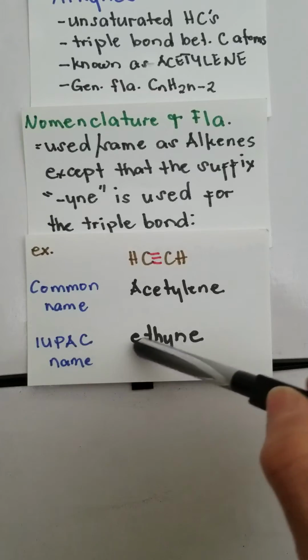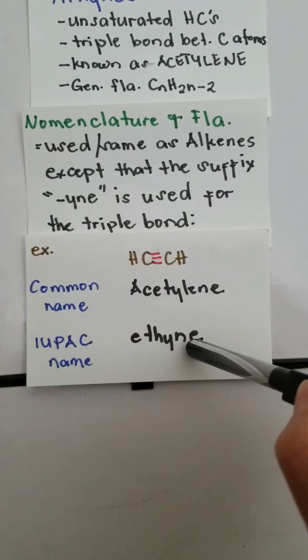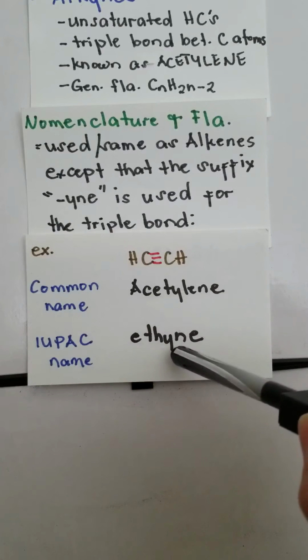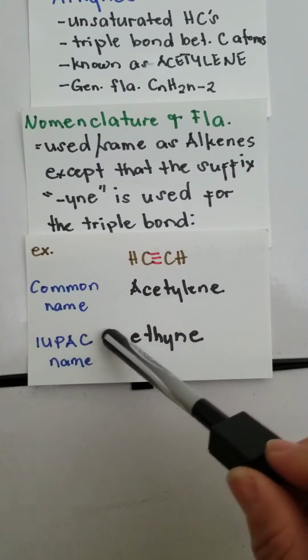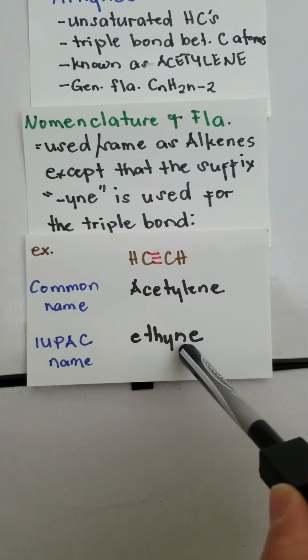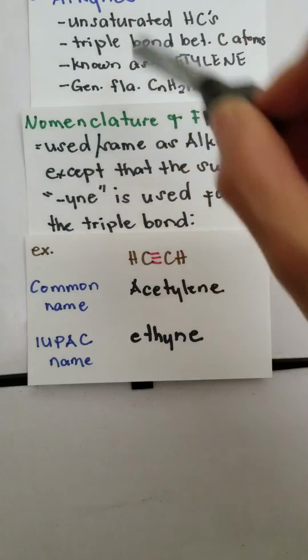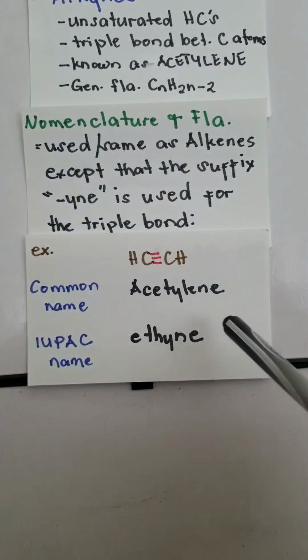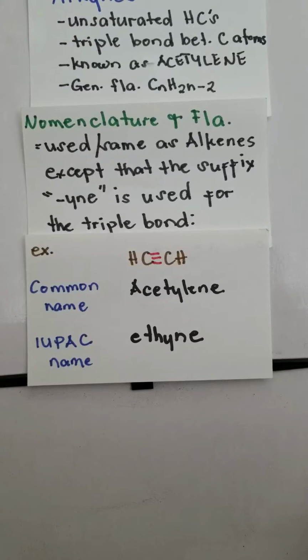For the IUPAC, eth meaning 2 carbon atoms, and yne, this is our suffix right here. Same thing as with our alkene. With IUPAC in the alkene, the suffix is ene, and here in this time with the alkynes, the suffix is yne. Now we have only two systems of nomenclature, the common name system and the IUPAC system of nomenclature.